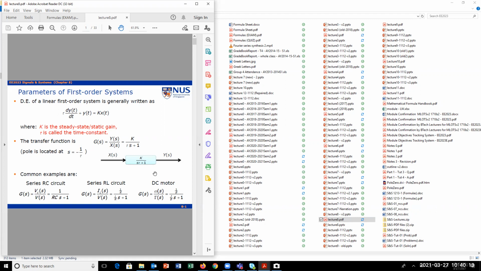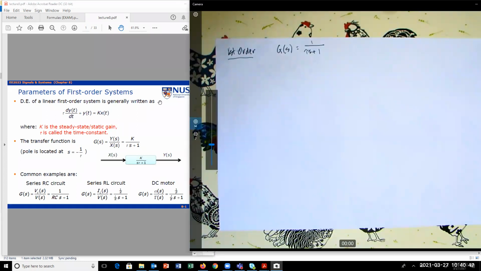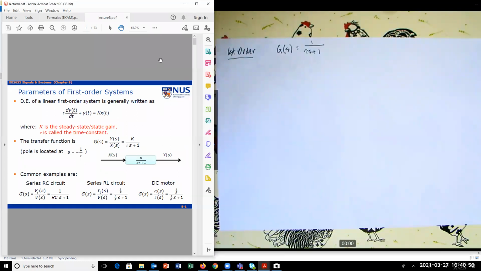Okay, so the general form for the first order system looks like this. I use tau or T here. I think in your notes I use T. Let me use tau: tau S plus 1. That was the first order. Let me put back my camera.